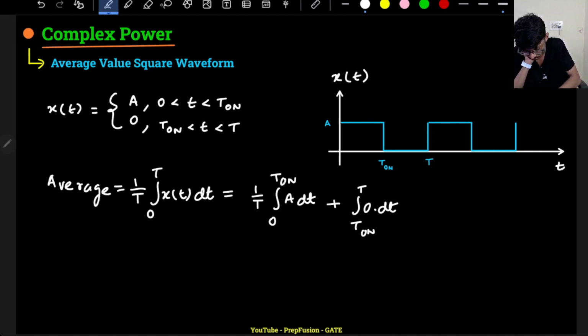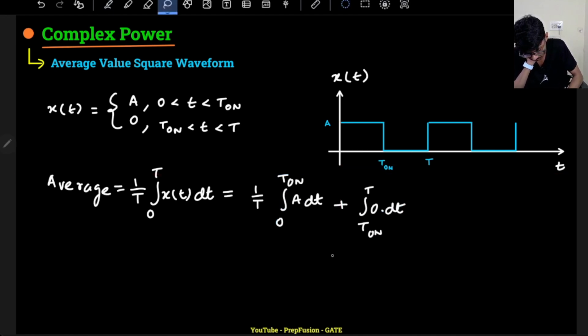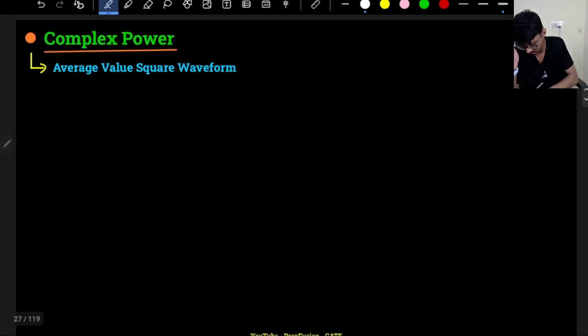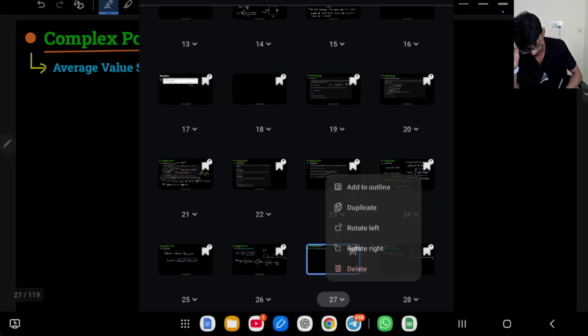So it's very simple to find out the average value. Average value will be A into T on by T, that's it. What about the RMS value? So this was very simple, right?